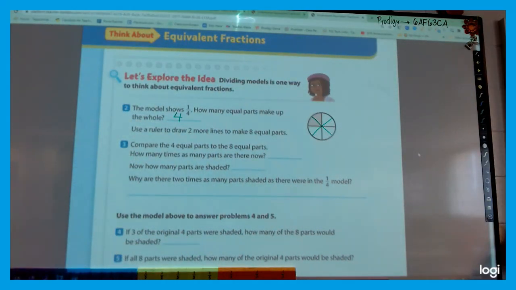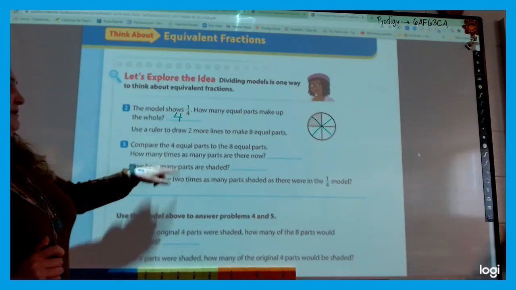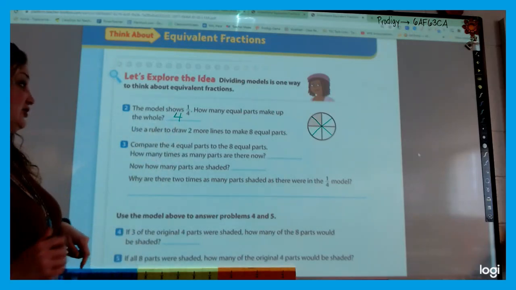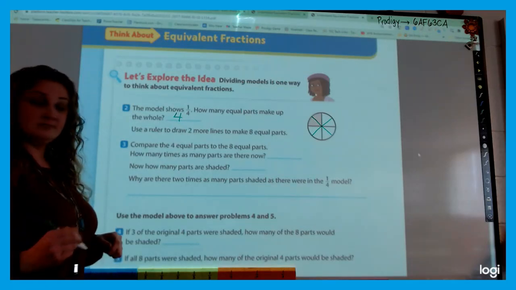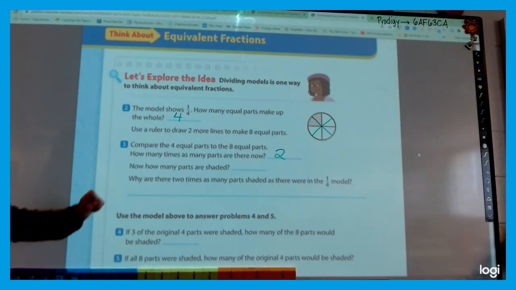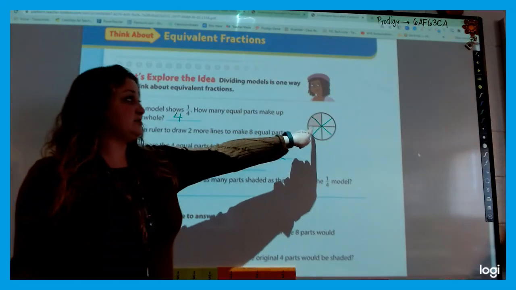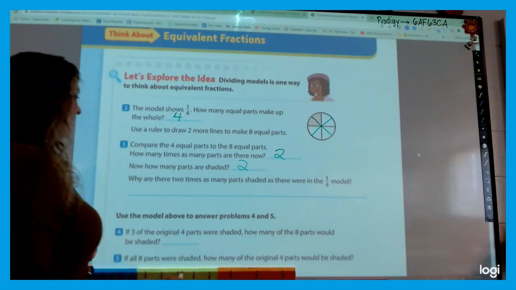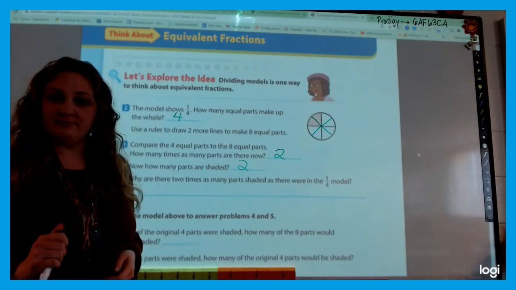So number 3, it says compare the 4 equal parts to the 8 equal parts. All right, how many times as many parts are there now? Before we had 4 parts, now we have 8. So how many times as many do we have? 4 times what equals 8? 2. So we have 2 times as many, right? Now how many parts are shaded? Before we only had 1 part shaded. Now, since we split them all into 2 pieces, we have 2. Why are there 2 times as many parts shaded as there were in the 1/4 model?